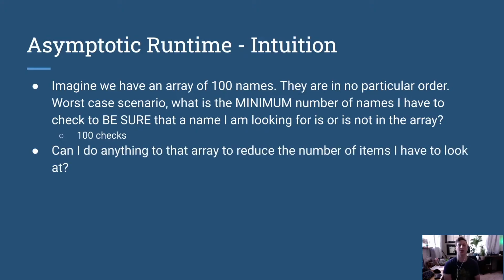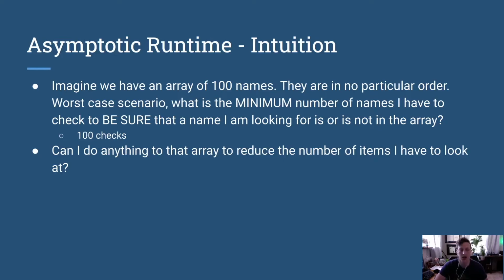Now, think about this. Is there anything that you can do to this array to reduce the number of things you have to look at in the worst case scenario to know if the name is or is not there? And if you're stuck on that question, a short hint would be think about a phone book. I know we don't really use phone books at all, but imagine a phone book. If you're looking for somebody in the phone book, do you look through every single page and every single name on that page to find the person? Or are you able to do something different that allows you to find that name quicker? And if you are able to do something different, what inherently about the phone book allows you to do that?